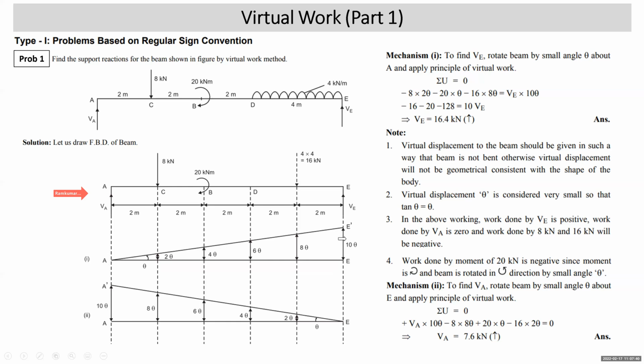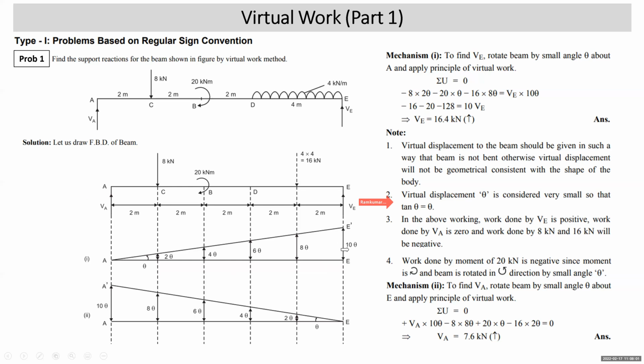Here, certain assumptions are to be made. First, you have to assume that theta, the virtual angular displacement by which you have rotated the beam, is very small. If it is very small, tan theta can be taken as theta. I have written it under the note. When you are rotating about A, VA will not do work.